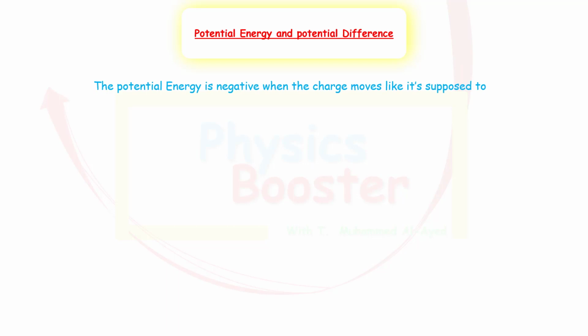Now, the potential energy can have a positive sign or it can have a negative sign. When does it have a positive sign and when does it have a negative sign? Actually, it's pretty easy. Let's say we have two plates, a positive plate and a negative plate. If we add a positive charge and it is moving towards the negative plate like it's supposed to, we always know that positive charges go towards the negative charges. So if it's moving like it's supposed to, that means the potential energy will have a negative sign.